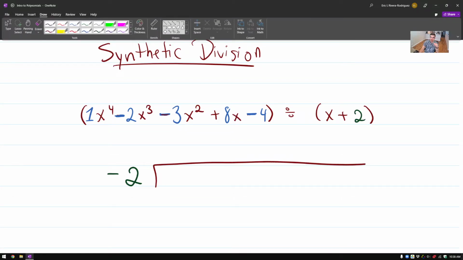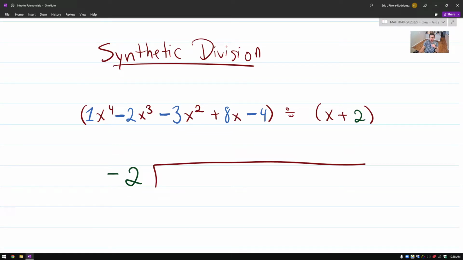And then on blue we have all the coefficients of the polynomial. So 1, also you need to take into consideration the sign of each coefficient. So -2, -3, 8, -4. Careful, you need to put these numbers in order. The order of a polynomial goes from highest power to the constant term. So 4, 3, 2, 1, and then the constant term. If we are missing a term, you need to add a 0 as the coefficient there. Okay?